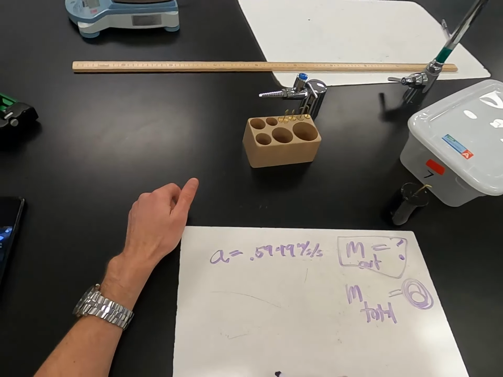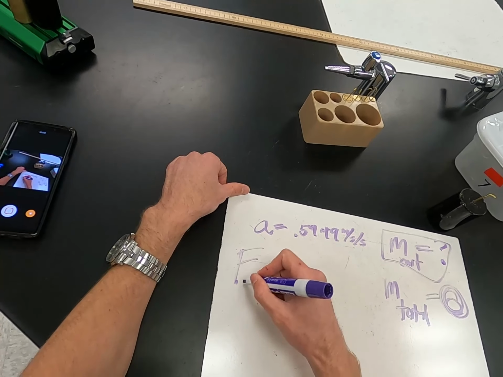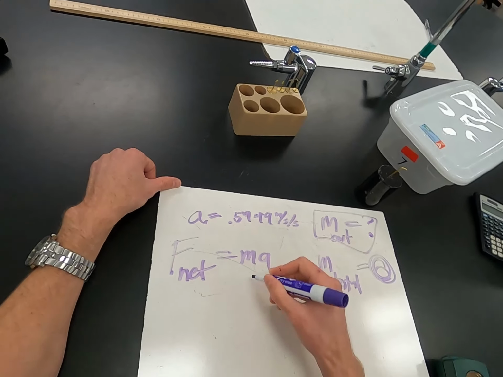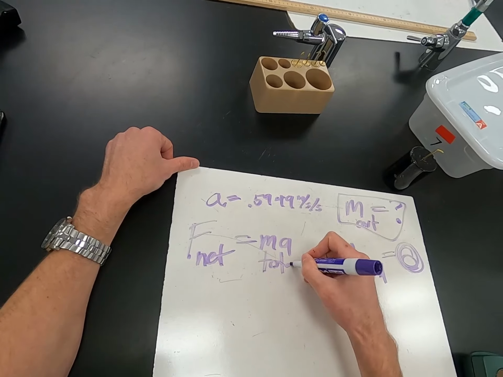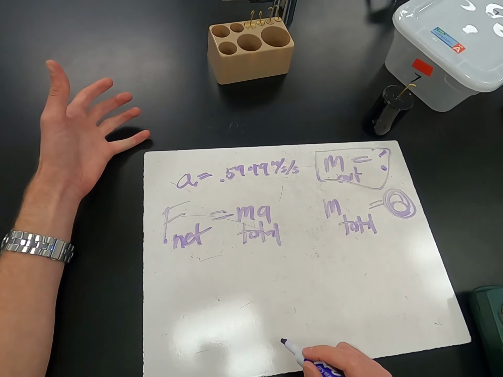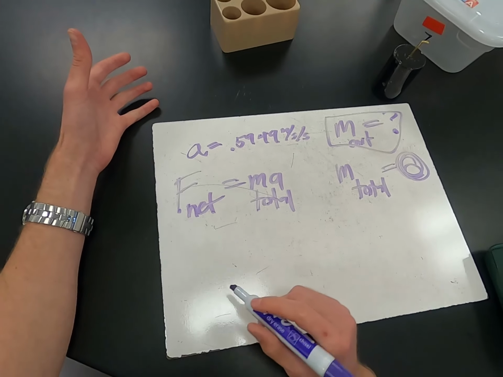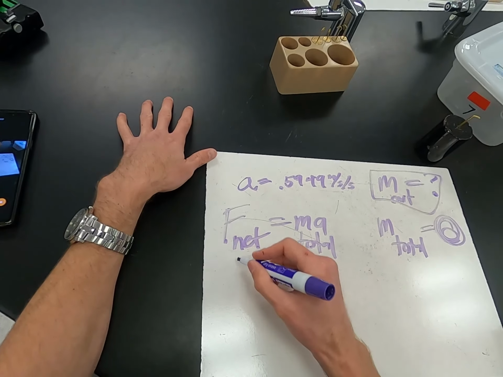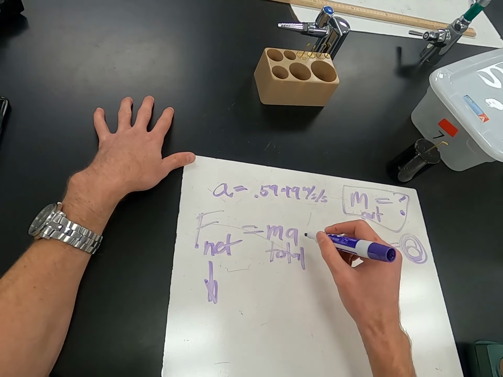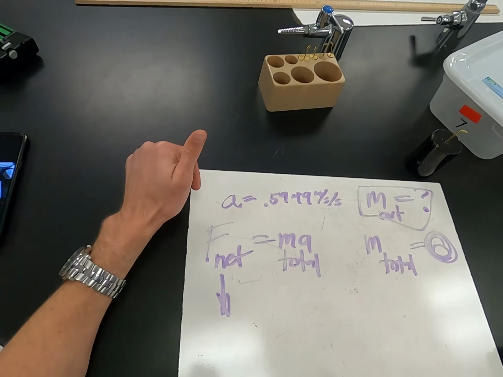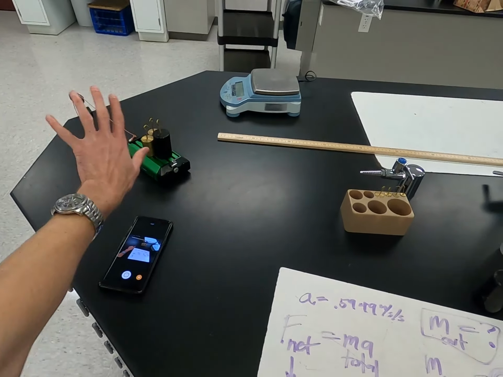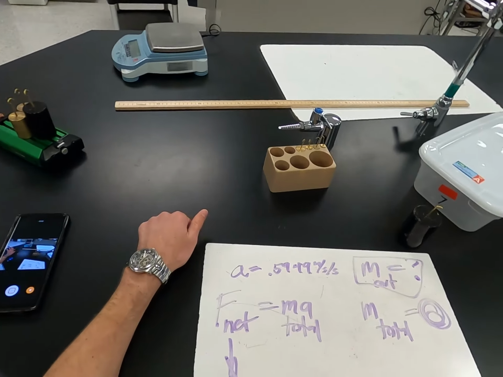So the idea is that we can use Newton's second law. The net force is equal to ma, where m is the total mass. And we already know the acceleration, which is pretty sweet. So what we need to do now is figure out the net force. If we can find the net force and we know the acceleration, boom, we suddenly can find the total mass, which we then can subtract all that stuff from to get the mass of the cart.